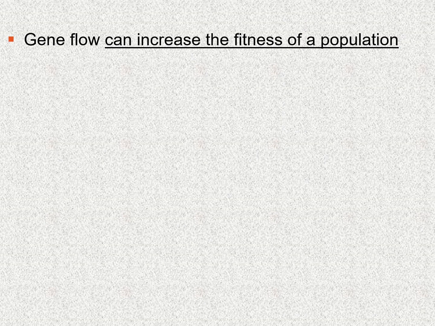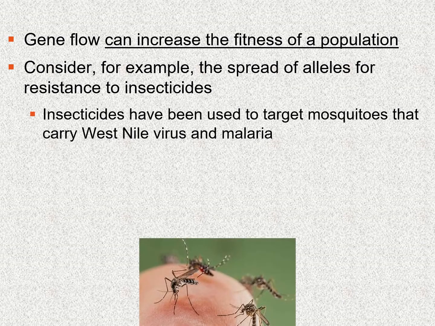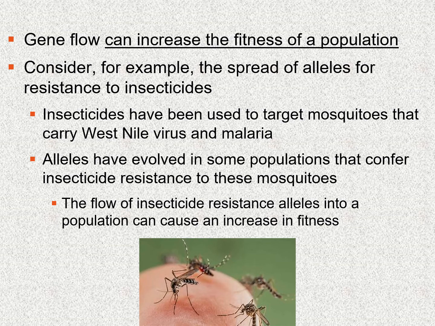All right, so gene flow can increase the fitness of a population, right? Consider this example. So the spread of alleles that provide resistance, right, to, for example, insecticides. So insecticides are often used to target pest insects like mosquitoes, especially those that carry any viruses or even malaria. Now, alleles have evolved in some of these populations that allow the insects to survive in the presence of the insecticide. So basically, the insecticide has little effect on them.